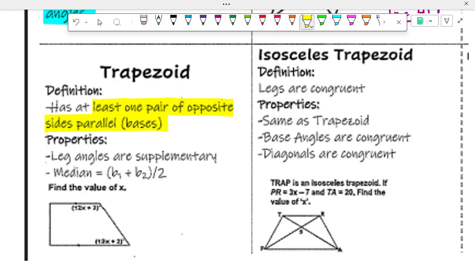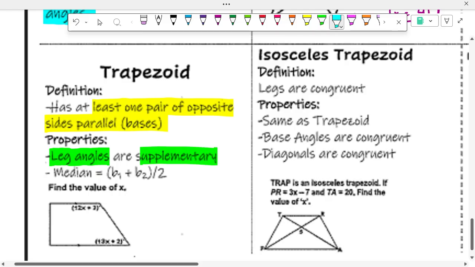Now, other features of the trapezoid. Just a general one, not the isosceles. The leg angles are supplementary, and the median is equal to the first base plus the second base divided by 2.